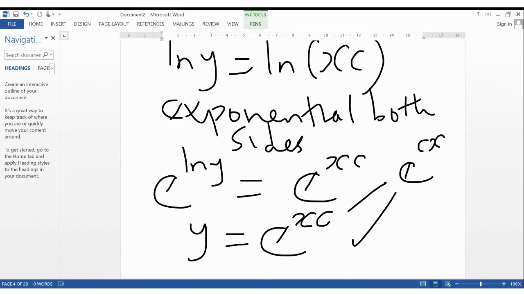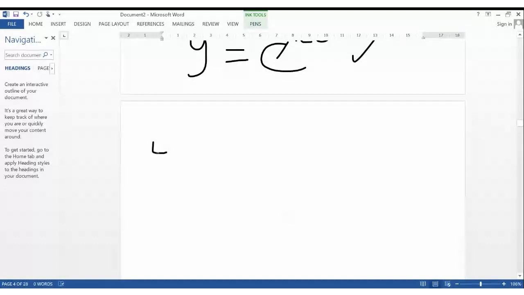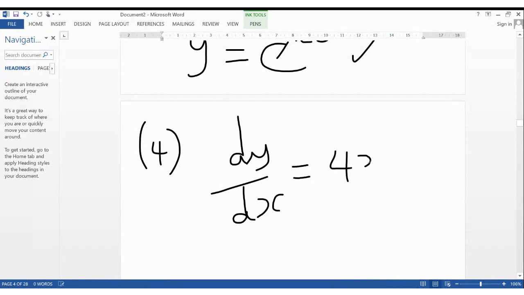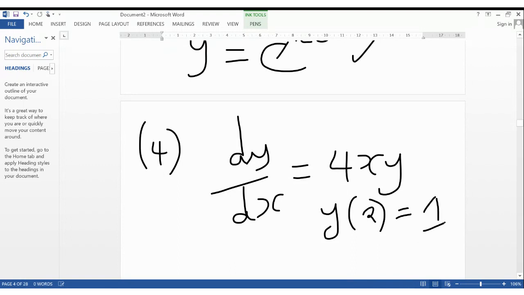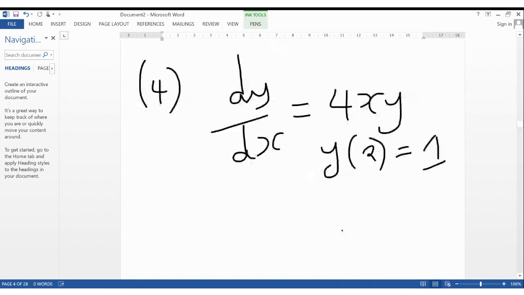Check this one out. I don't know if it is number 4. dy over dx is equal to 4xy. And then I give you here y(2) is equal to 1. Let me explain what I mean. So you have been given dy over dx is equal to 4xy. Now this one here, I'll start from this one, y(2) is equal to 1. I'll ask you first of all, because I think we have done something like this one. What does it mean? We start from there. Let me hear from you. What does it mean?